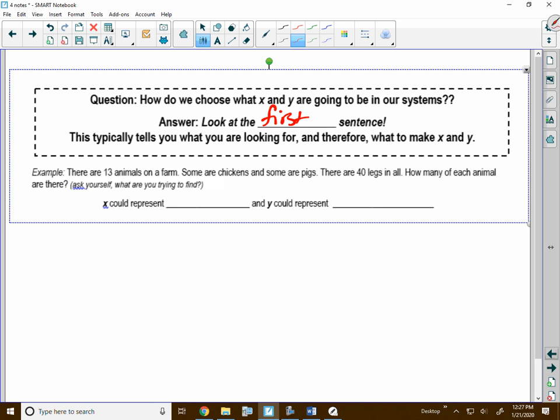Example 1. Well, it's the first example. There are 13 animals on a farm. Some are chickens and some are pigs. There are 40 legs in all. How many of each animal are there? What are your 2 different variables? Pigs and chickens. Okay, so you can see it wasn't necessarily in the very first sentence, but in the first or second sentence. Okay, it'll be there.